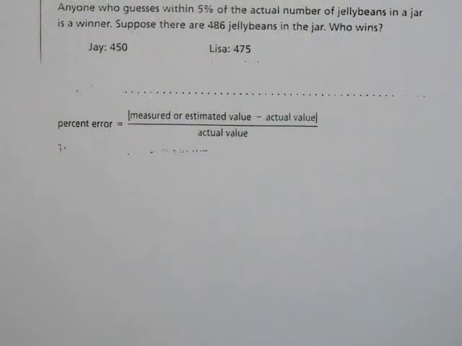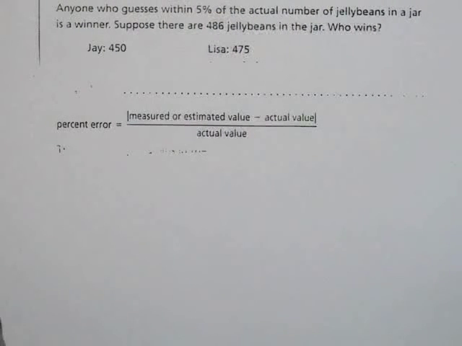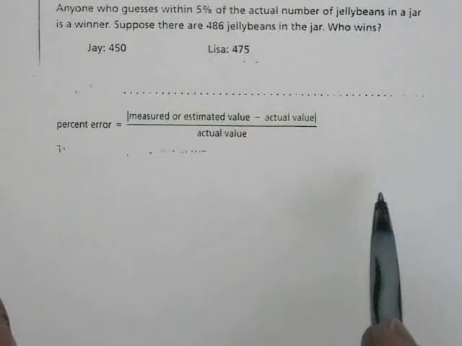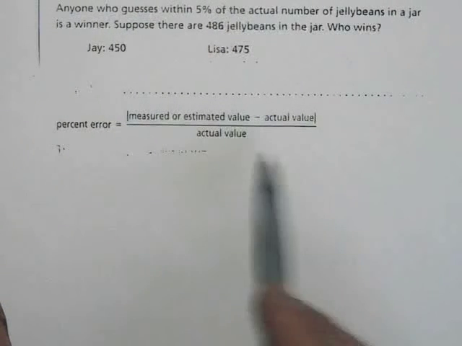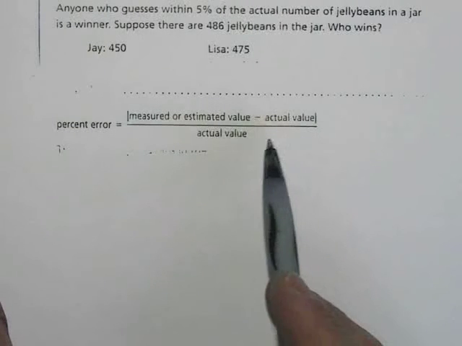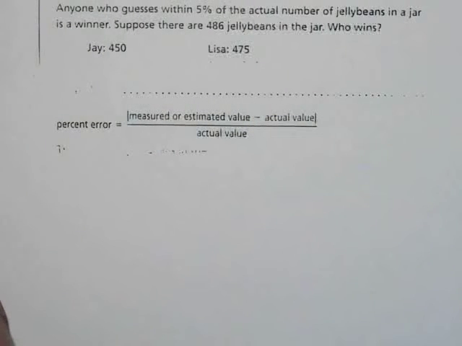So we're going to use our percent error formula. The percent of error equals the absolute value, remember, that number is always going to be positive, of the measured or estimated value minus the actual value, divided by the actual value.